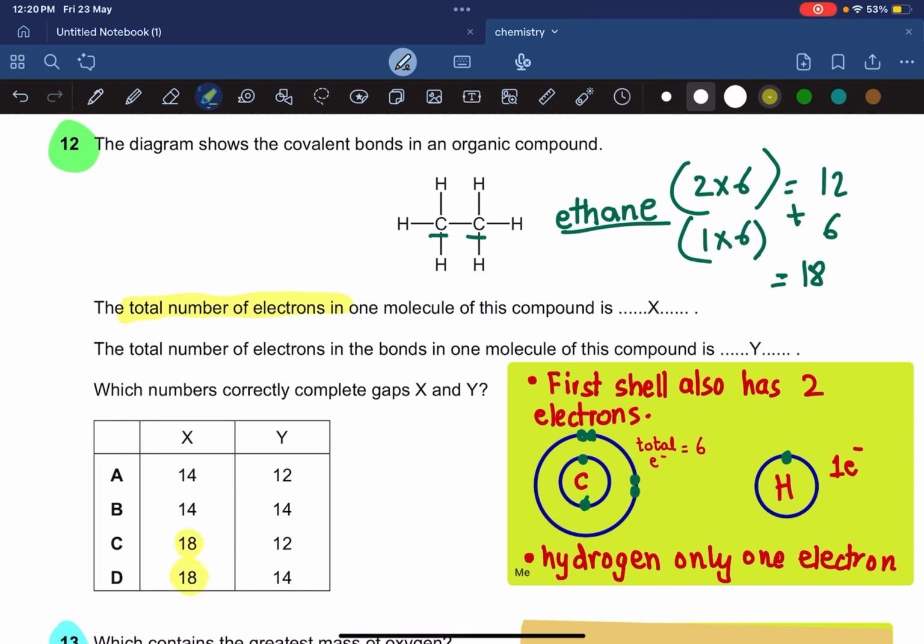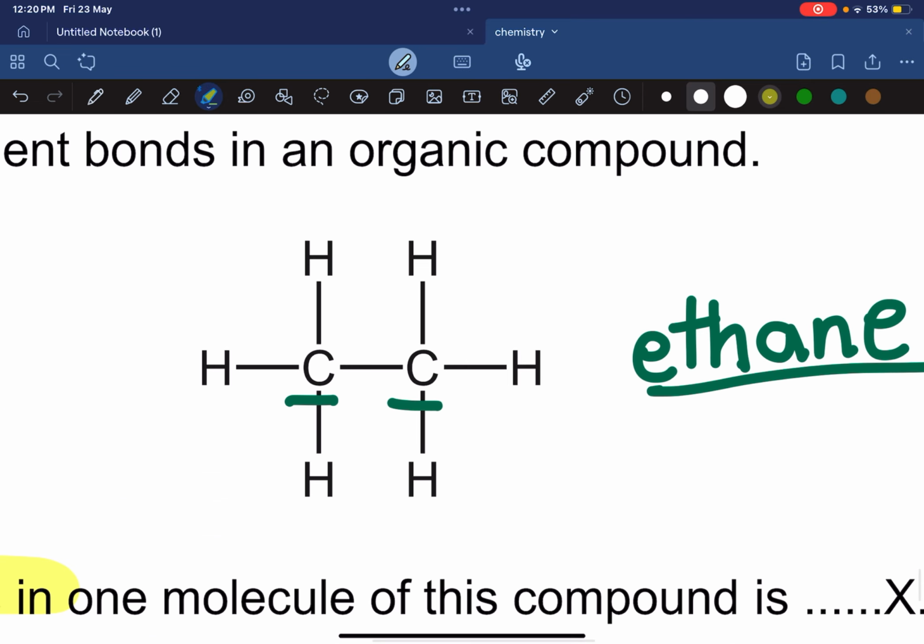Now let's look at the next part, which says the total number of electrons in the bonds of one molecule of this compound is Y. Now we are talking about the total number of electrons involved in the bonds. So let's draw the bonds. The bonds are going to be simple. We all have one covalent bond, a single covalent bond. Over here, all the lines represent one covalent bond. So we're going to draw it.